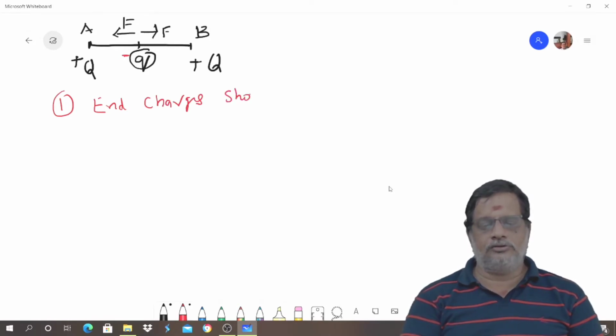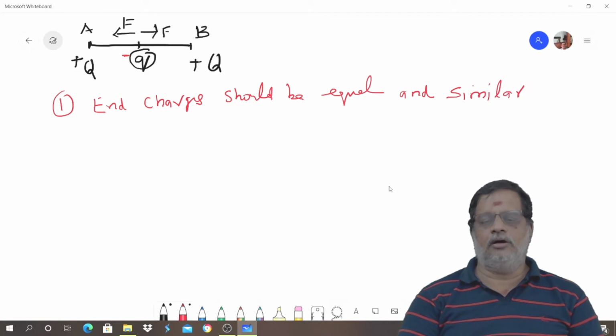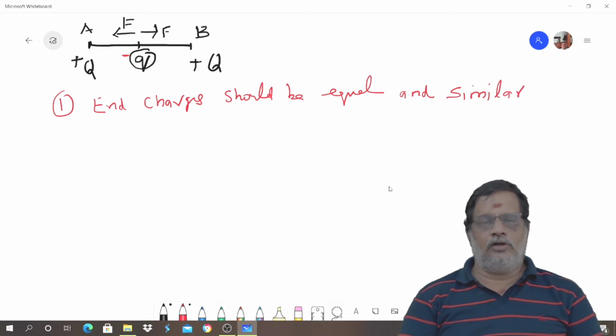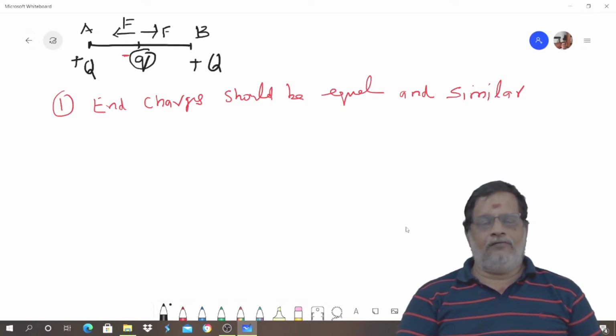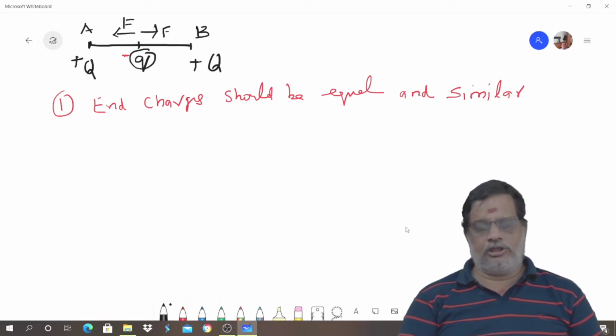End charges should be equal and similar. That is the condition for equilibrium of the middle charge. So let me repeat, the middle charge will be in equilibrium whatever be its nature, provided the end charges are equal and similar. Now let us inspect the kind of equilibrium possessed by this middle charge.